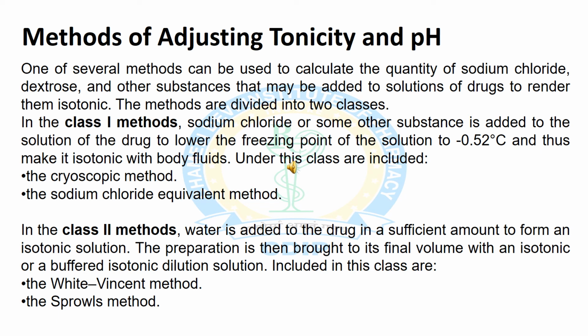The class 1 method is further subdivided into the cryoscopic method and the sodium chloride equivalent method. Second is class 2 method, in which water is added to the drug in a sufficient amount to form an isotonic solution. This preparation is then brought to its final volume with an isotonic or buffered isotonic solution. This is further subdivided into two. First is the White-Vincent method and the Sprowls method.